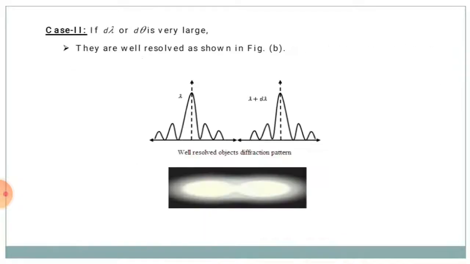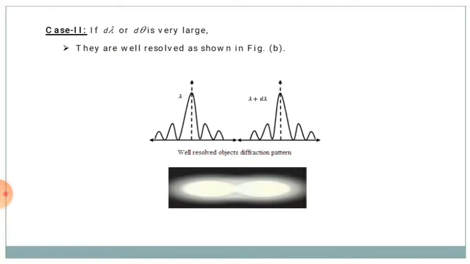Next, we will see the second case. If d lambda, the wavelength difference of the two spectral lines, is very large, then we will observe the diffraction patterns of the two spectral lines lambda plus d lambda and lambda like this. Here, the two intensity distribution curves are in well resolving condition and the resultant images are well resolved. Here, the two images are seen as separate in this case also.